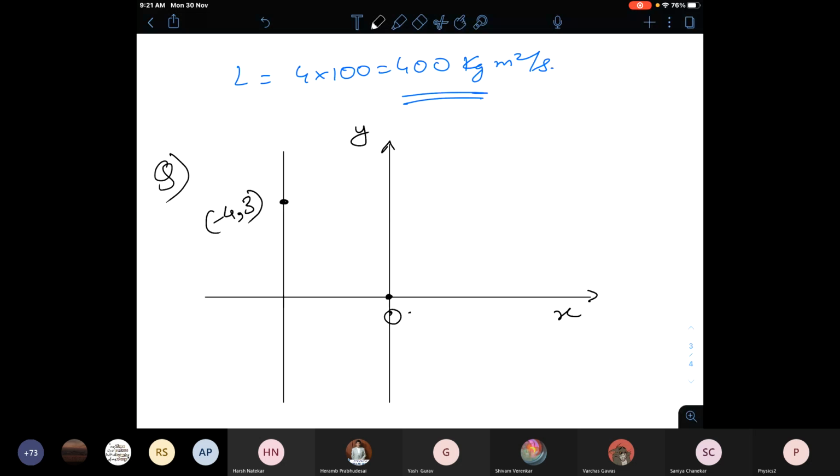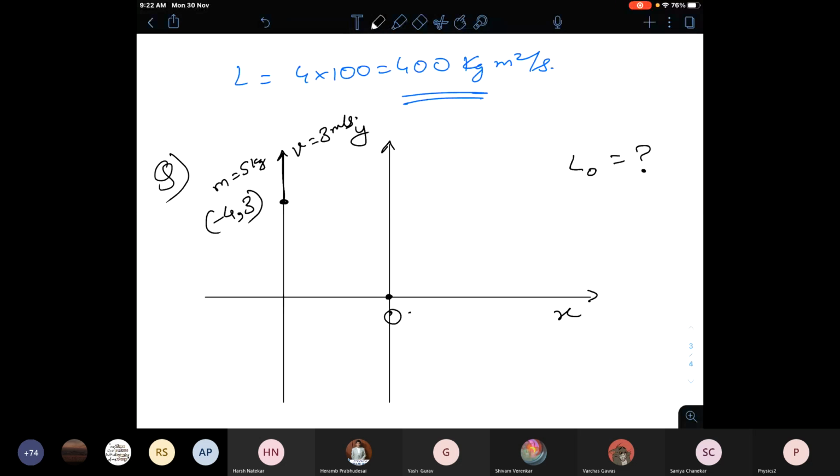-4,3. Mass is 5 kg and its velocity is 3 meters per second. Again the particle is going along a straight line. Its mass is this much, its velocity is this, and at this instant the particle is at the point -4,3. It is at this position. Again you have to find the same thing. What is the angular momentum of the particle about point O?